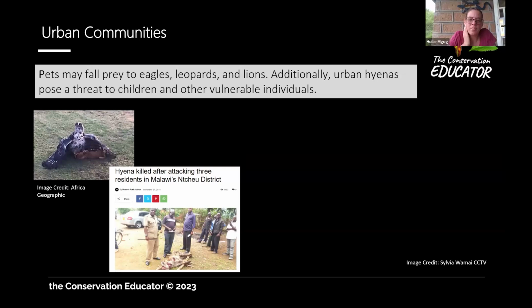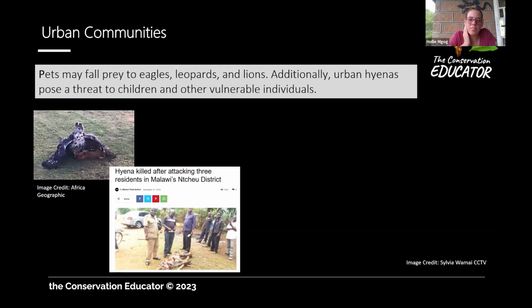Top left, you can see a crowned eagle. This is in South Africa. It is a suburb of Johannesburg, where that crowned eagle has taken someone's pet dog, a Chihuahua. You can also see hyena. Now, Malawi has one of the highest rates of hyena conflict within urban areas. Often it's children, it can be drunk people walking home after dark. And so these are a threat.